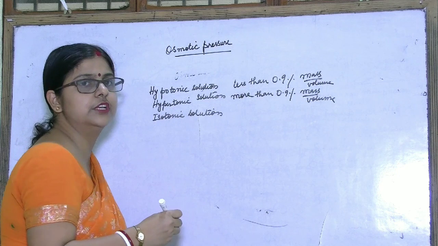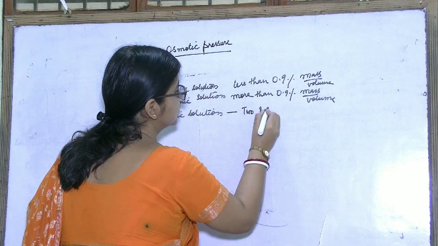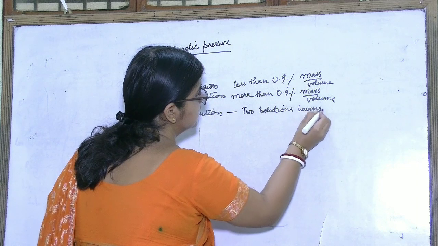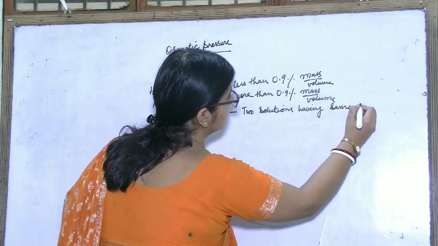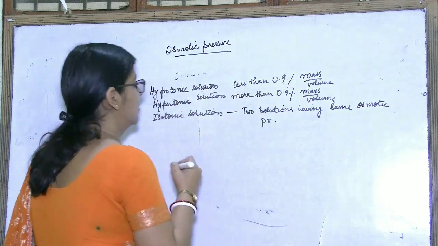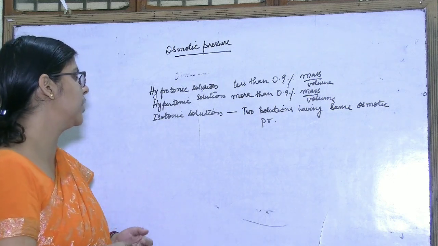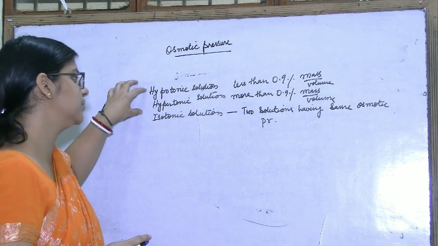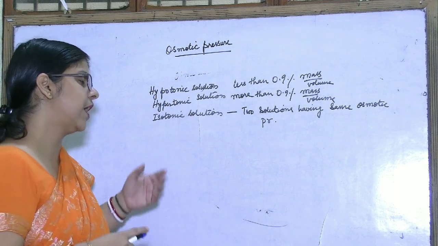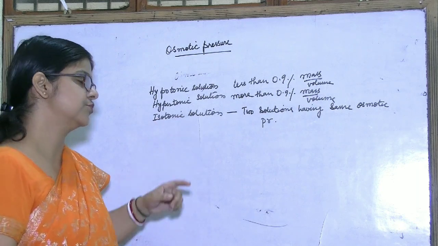Next is isotonic solution. Two solutions having the same osmotic pressure are known as isotonic solutions. So I have discussed some more points: hypotonic solution, hypertonic solution and isotonic solution.